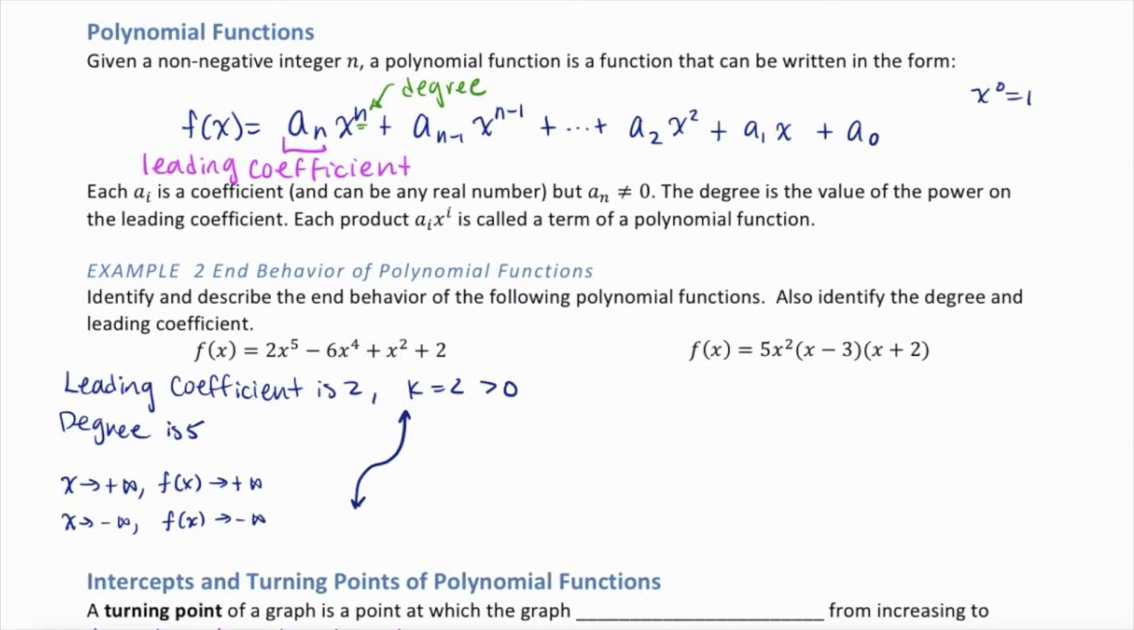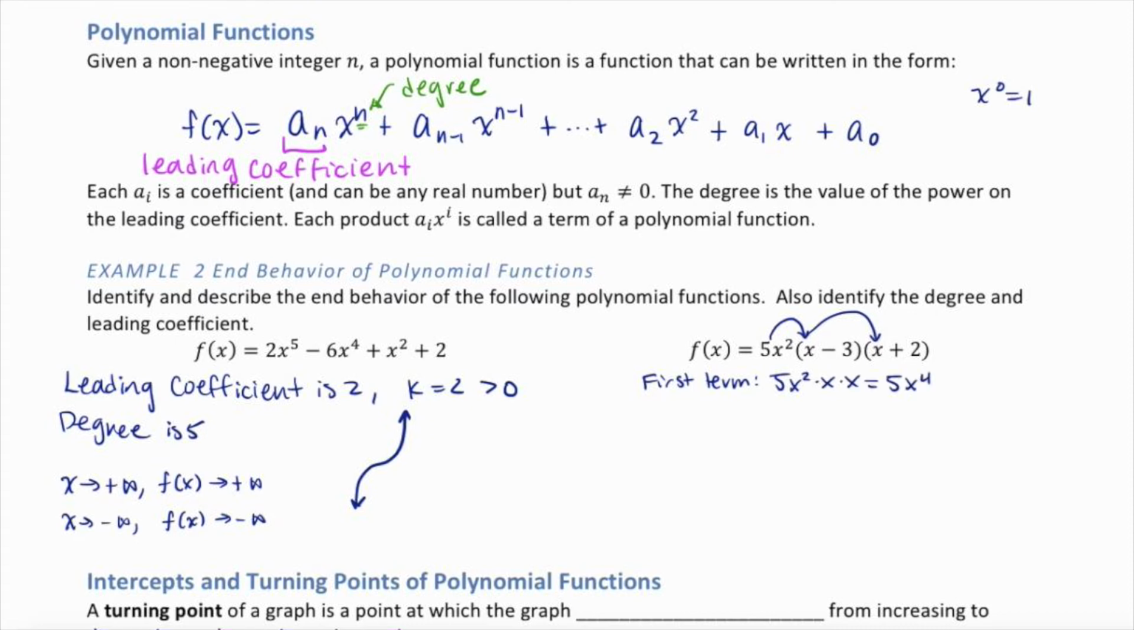Let's look at the next example. f of x equals 5x squared times x minus 3 times x plus 2. So the degree is found with the leading coefficient, and if you notice, that will happen by multiplying 5x squared times x times x again. So the first term of this polynomial is going to be 5x squared times x, or 5x to the fourth.